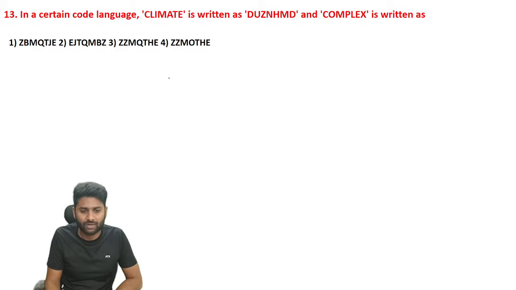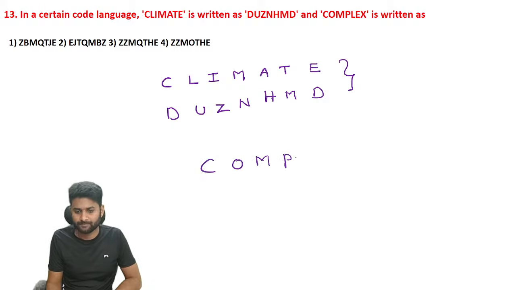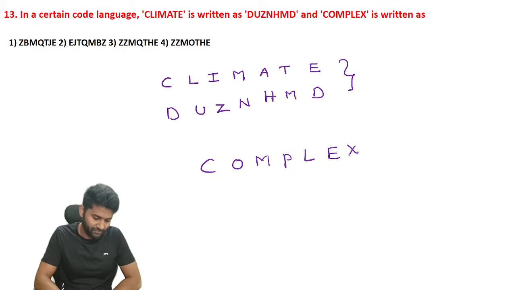In a certain code language, CLIMATE, climate, is coded as DUZNHMD. So identify the logic and apply the same logic for complex.